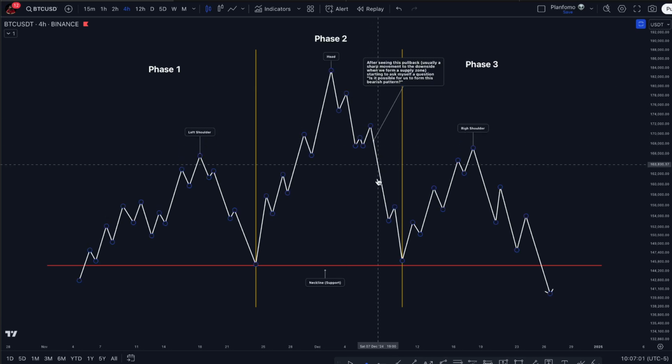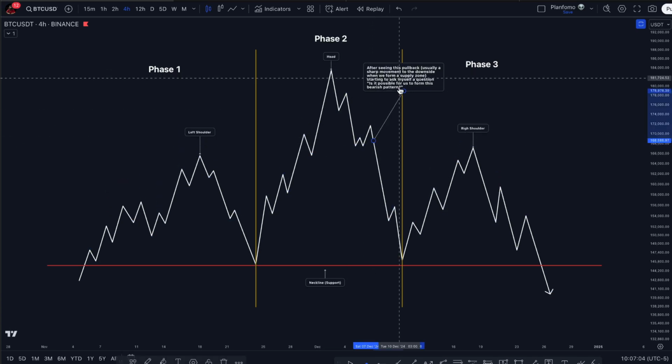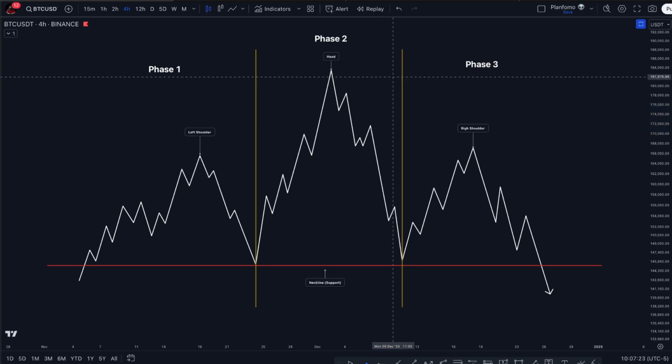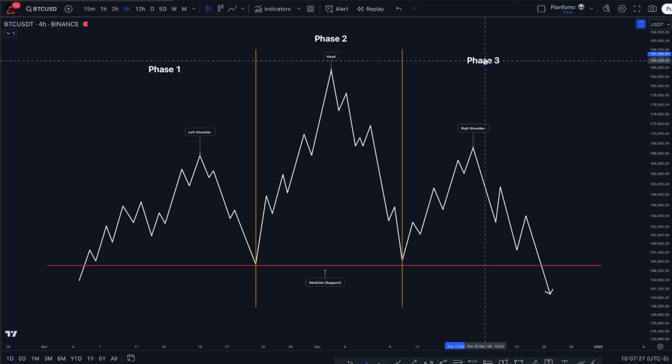And after seeing this sharp movement to the downside, all I'm asking myself, after seeing this pullback, usually a sharp movement to the downside, when we form a supply zone at around here, I'm starting to ask myself a question. Is it possible for us to form that bearish pattern, the head and shoulders pattern, which is bearish, right? So we're going into the third phase.